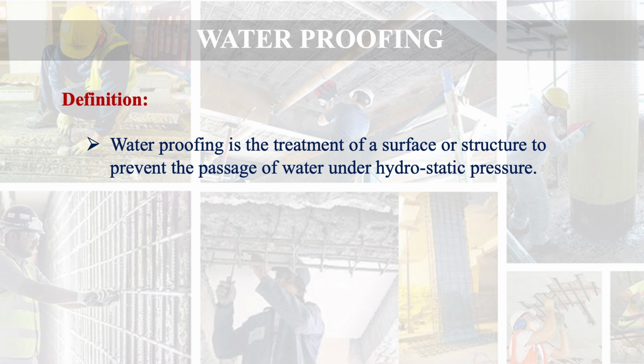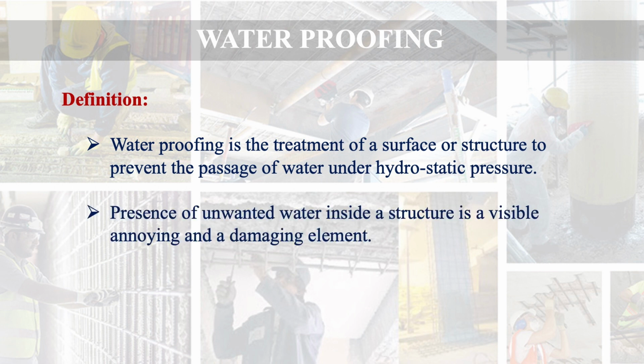So let's begin with the definition of waterproofing. What is waterproofing? Waterproofing is the treatment of a surface or structure to prevent the passage of water under hydrostatic pressure. Presence of unwanted water inside a structure is a visible, annoying and damaging element. It not only spoils the aesthetics but also damages the structural elements of the building.